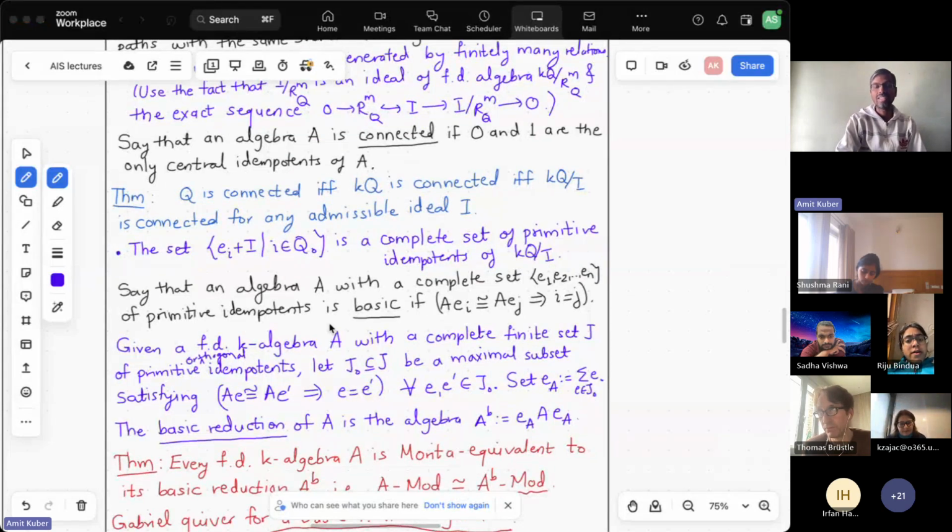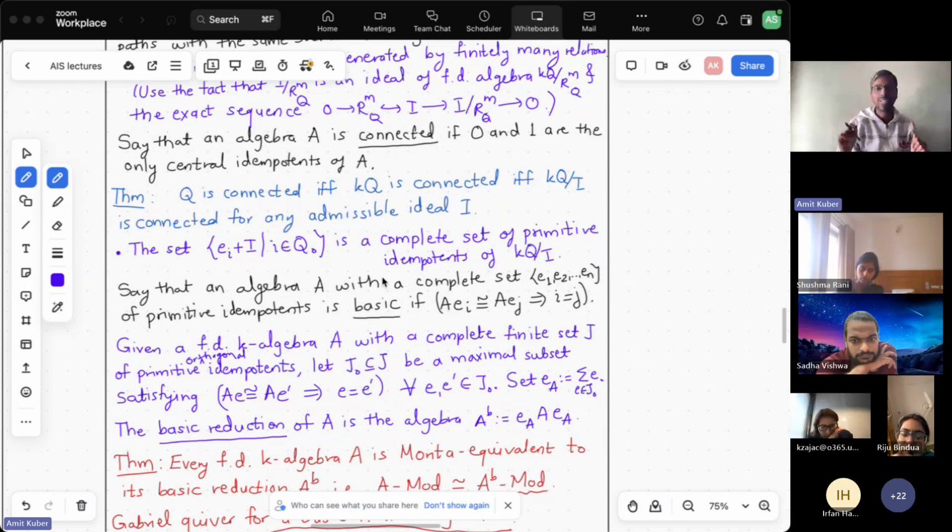Okay, so we have formed this new element e_A, the sum of these representative idempotents, and we are going to define a new algebra with this. So the basic reduction of A is this algebra A_B, which is e_A A e_A. So you are multiplying by e_A on both sides. Whatever this algebra is.